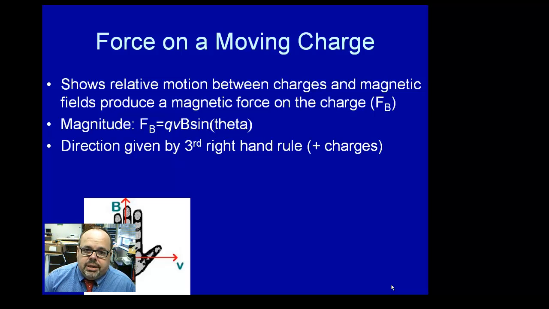B is the strength of the magnetic field. Generally, that stays constant. And then sine of theta is what angle you are. Now, think about that. Theta can be anywhere from 0 degrees to 360 degrees. At 0 degrees, the sine of theta would be 0, so you'd have nothing. It has to have some component that's perpendicular to the magnetic field. And the direction is given by the third right-hand rule.